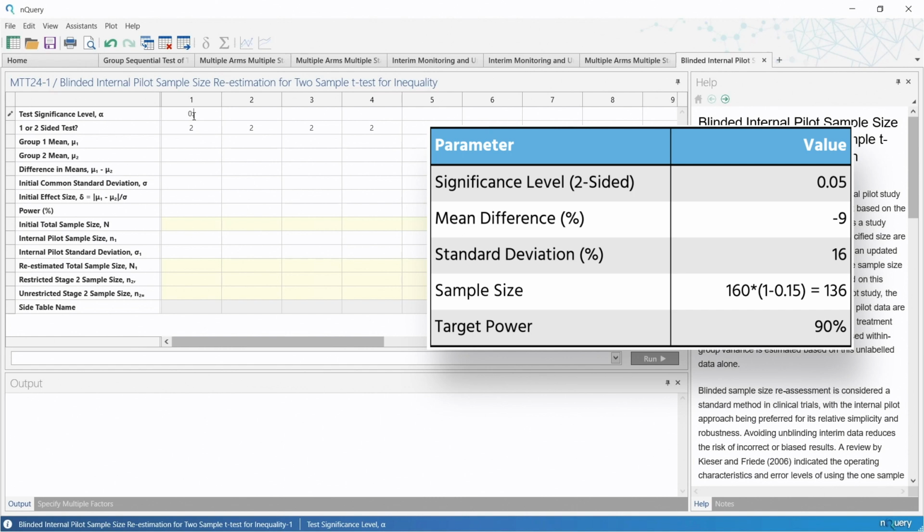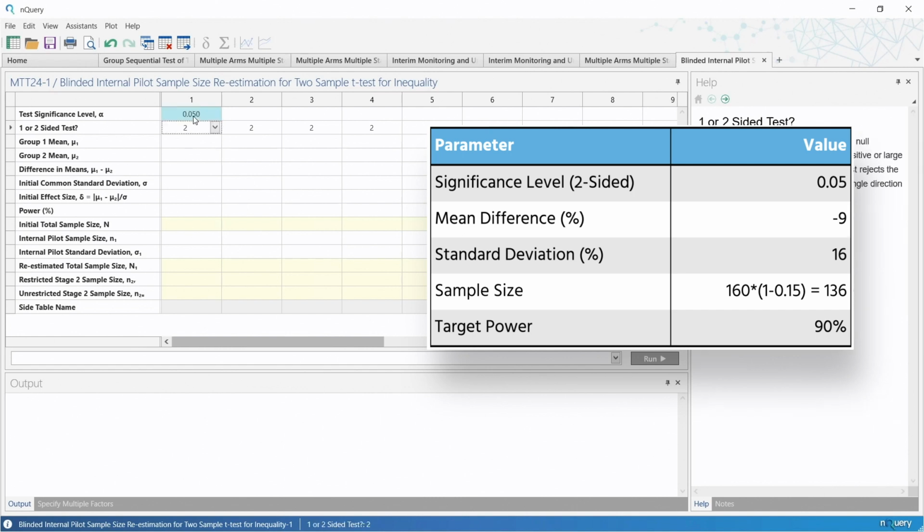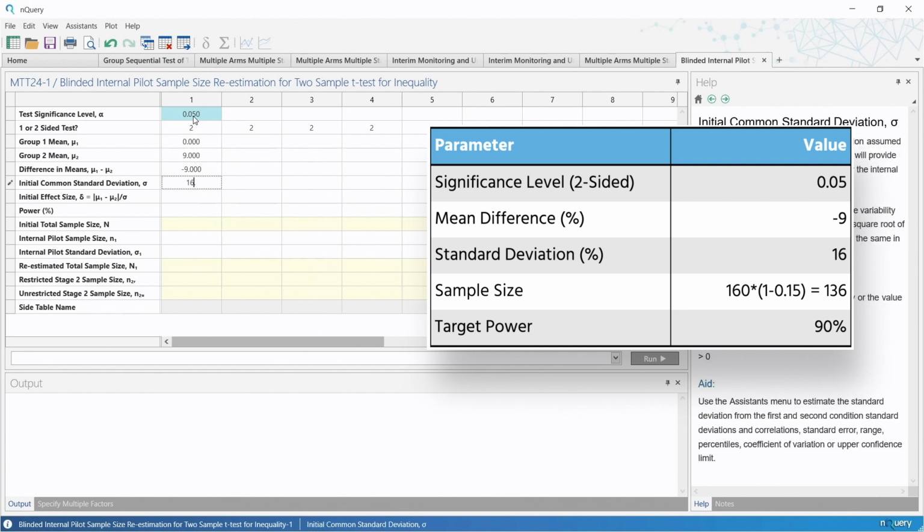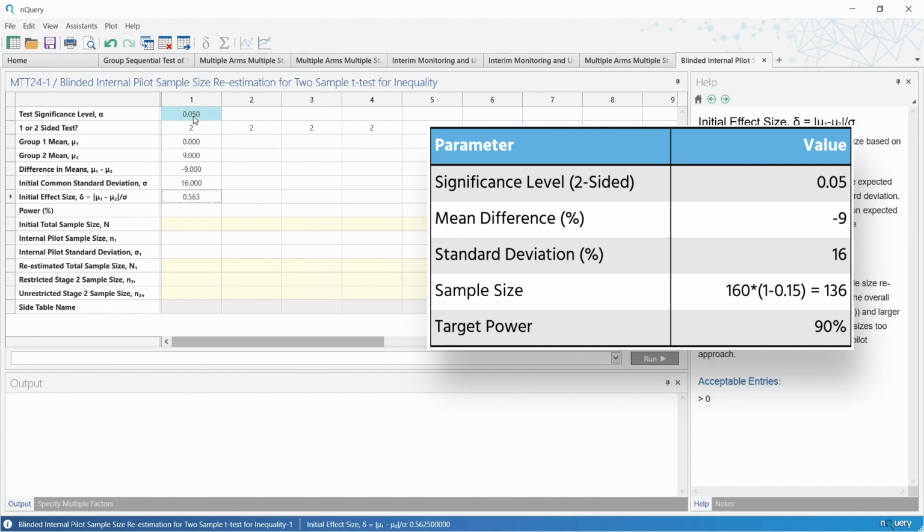In their study, they assumed a 0.05 significance level at the two-sided level with a difference in means of 9 and a common standard deviation in each group of 16. Giving an effect size of around 0.563. In their study, they wanted to have 90% power, which required 136 patients in total.